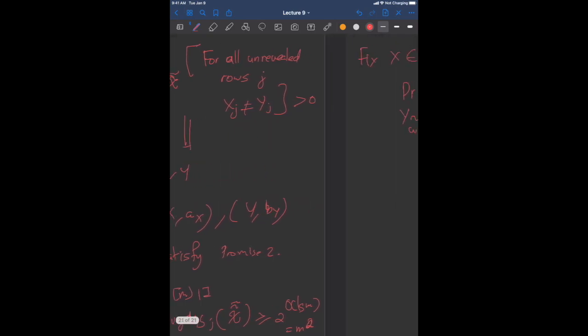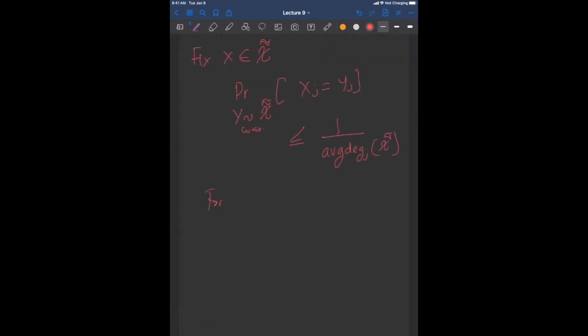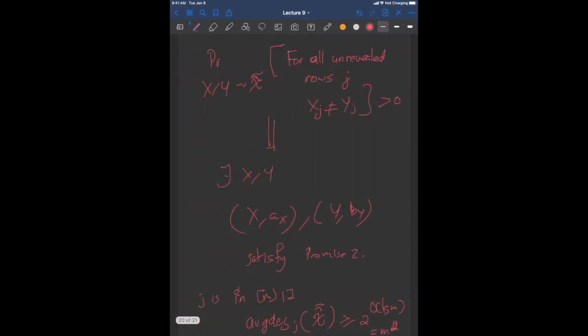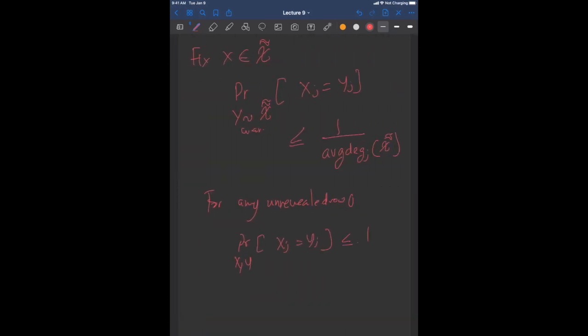Then the proof says that for any unrevealed row j, if you sample (x, y), it's like sampling x and then sampling y. But no matter what x is, if you sample y uniformly at random, which is what we are doing, the probability that x_j is equal to y_j would be 1 over the average degree, and we set the average degree to be m square, so this would be at most 1 over m square.